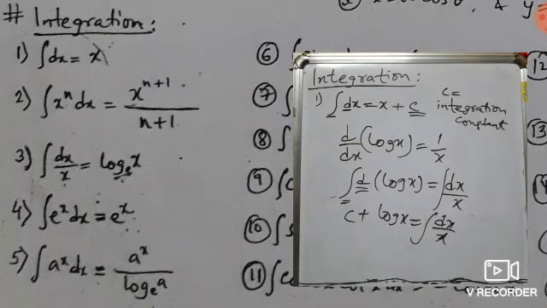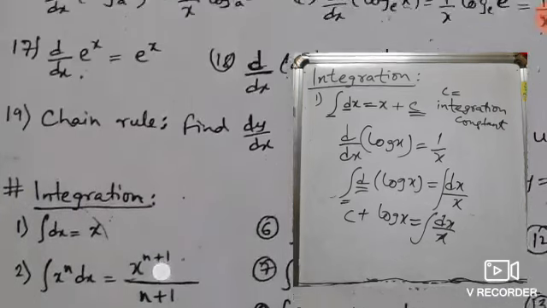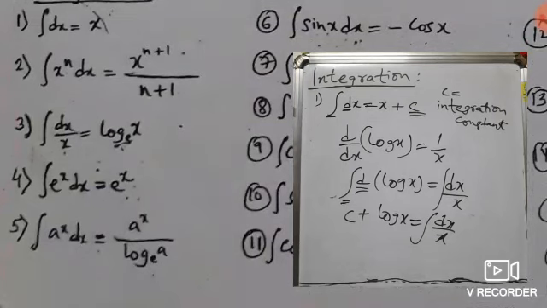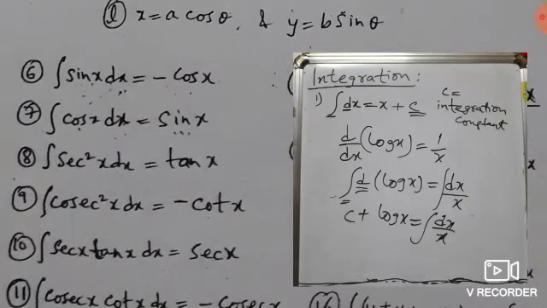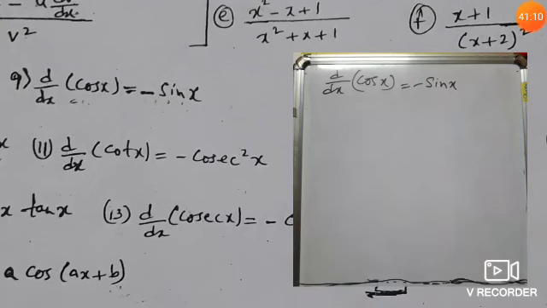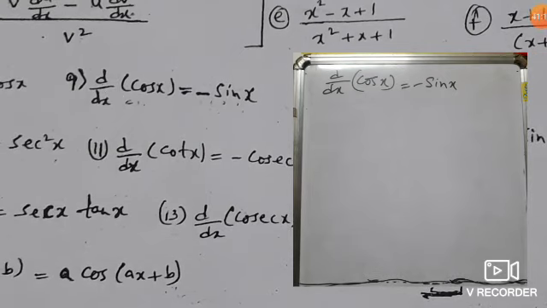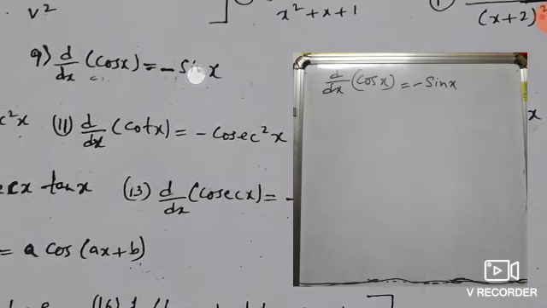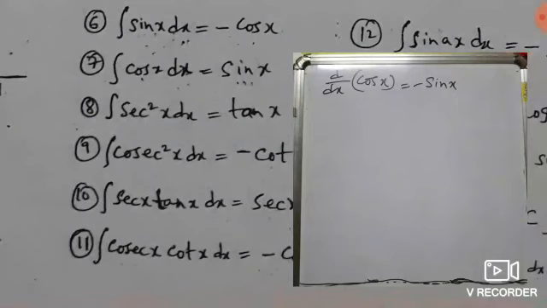Again we can see the integration of e to the x dx is e to the x itself, and a to the x dx is a to the x by log a. In differentiation, a to the x gave a to the x log a. Here it is beside, but here it is below. And we can see the integration of sin x dx is equal to minus cos x. In differentiation we have seen d dx of cos x gives minus sin x. So if we integrate this we will get just the reverse, this answer.